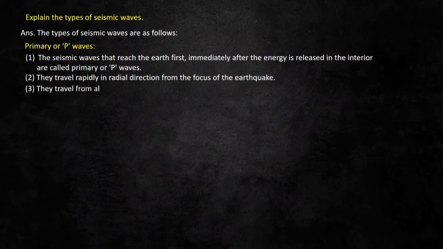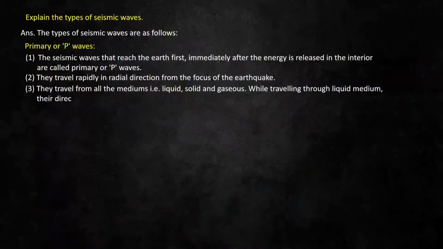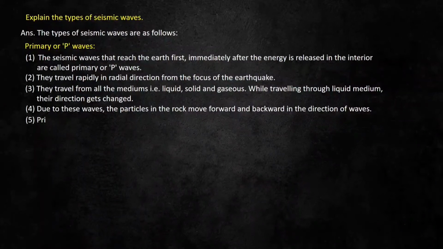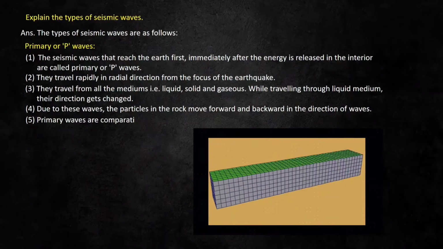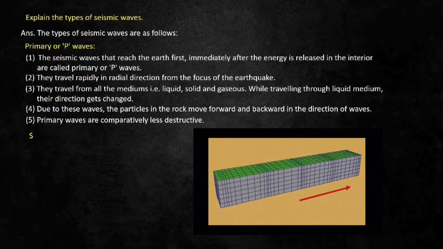Second point, they travel rapidly in radial direction from the focus of the earthquake, that is center of the earthquake. Third point, they travel through all the mediums, that is liquid, solid and gaseous. While traveling through liquid medium, their direction gets changed. Fourth point, due to these waves, the particles in the rock move forward and backward in direction of the waves.